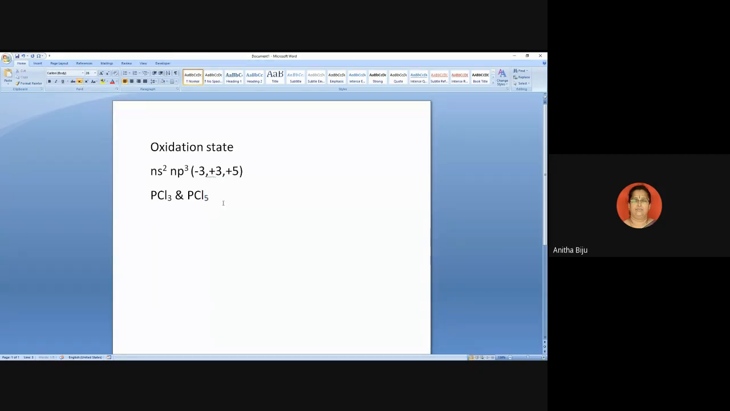Which is more stable and why? Anyone? Okay, leave it. Out of this, the stable one is PCl3. PCl3 is more stable compared to PCl5. That means lower oxidation states are stable as compared to higher oxidation states. What is the reason behind it? Anyone? What is the reason?